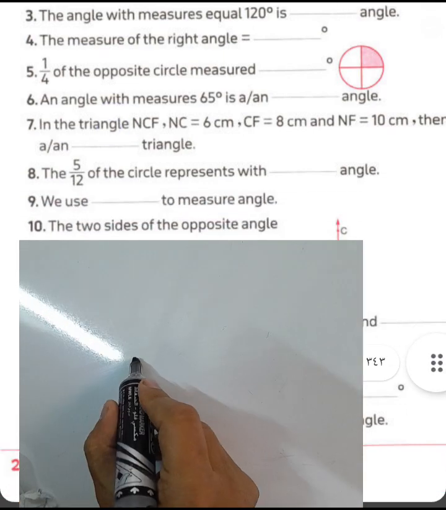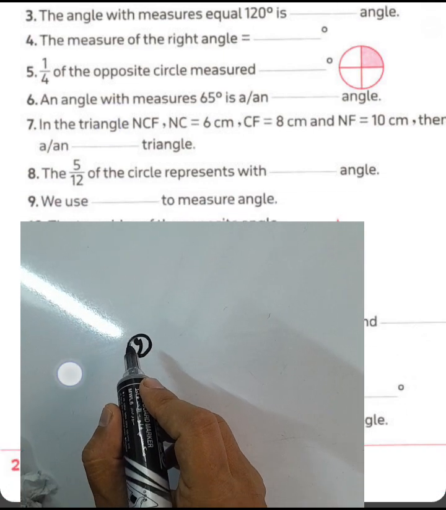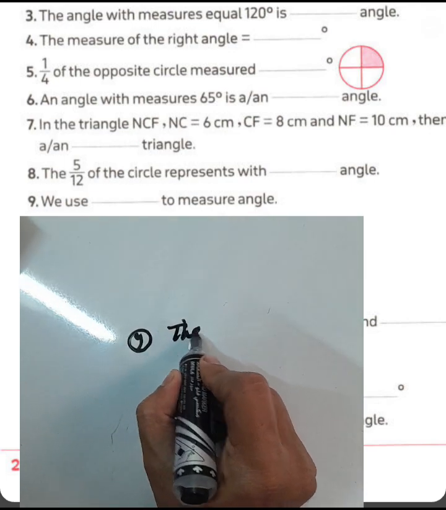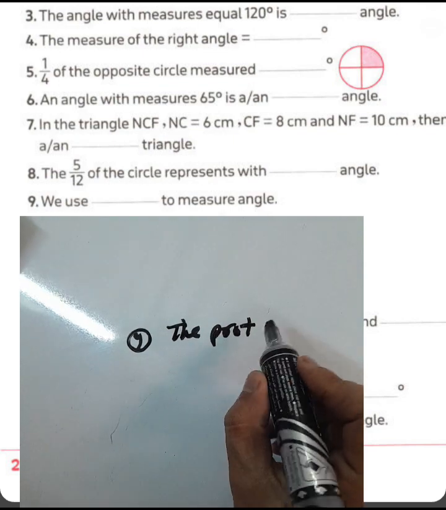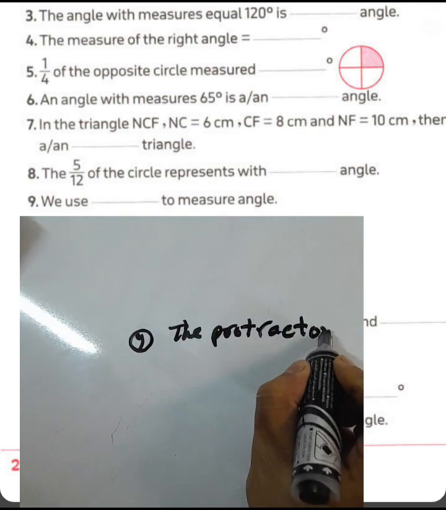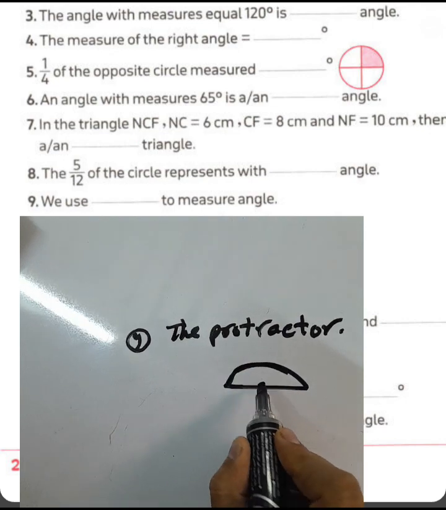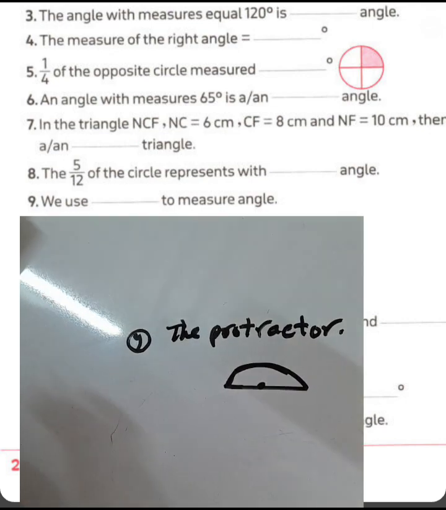Question number 9. We use a protractor to measure an angle. Do you know the protractor? This is called a protractor. We use it to measure the angle.